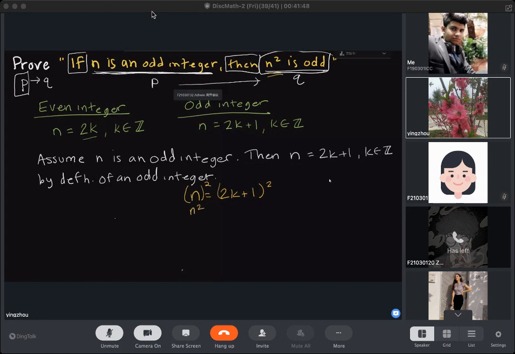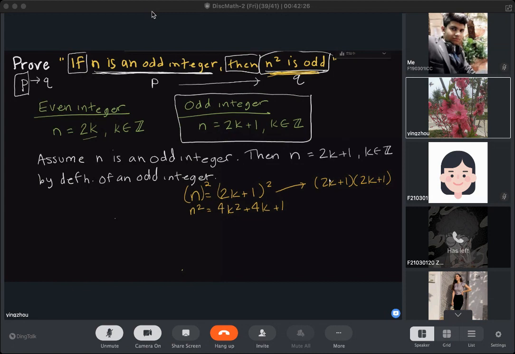So that gives me n squared equals, and then of course I'm going to FOIL this out. So please don't give me 4k squared plus 1 because I can't even. This is 2k plus 1 times 2k plus 1. So FOIL it out. When you do that, I get 4k squared plus 4k plus 1. And that still doesn't help me because what I'm trying to get to is to say that n squared is odd. Now, how am I going to show it's odd? Well, lucky for us, we have a definition of what an odd integer looks like.